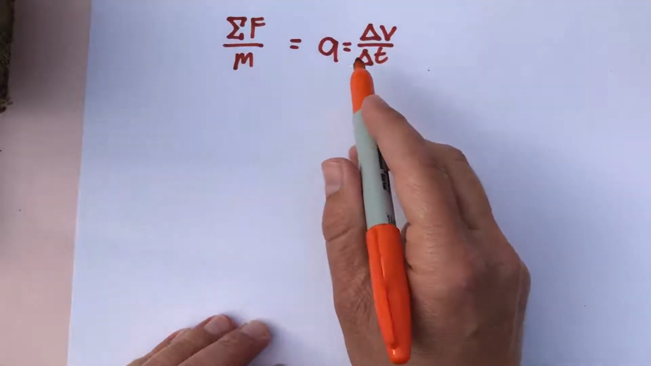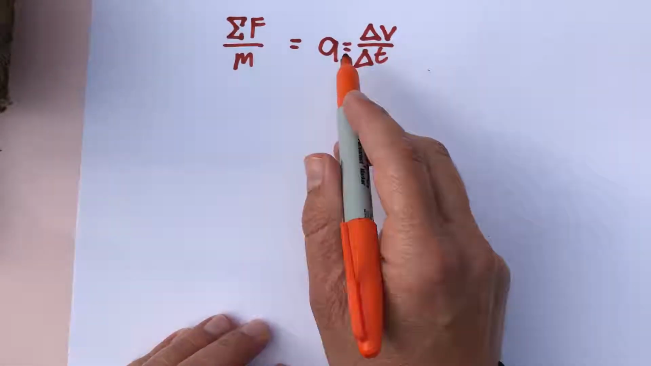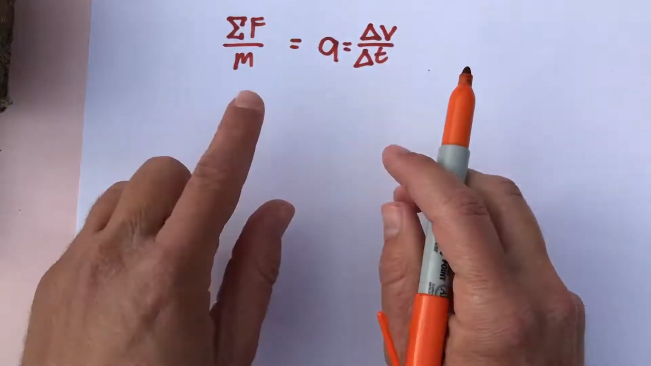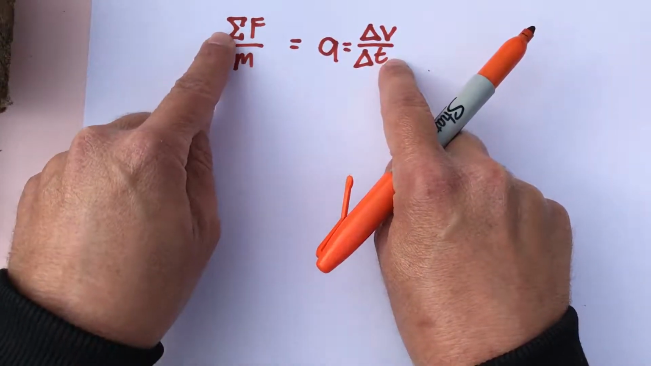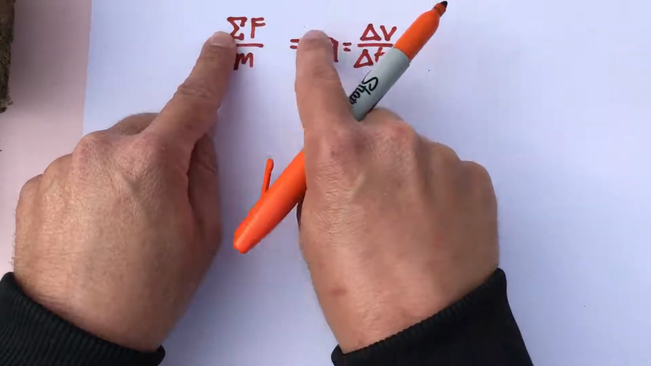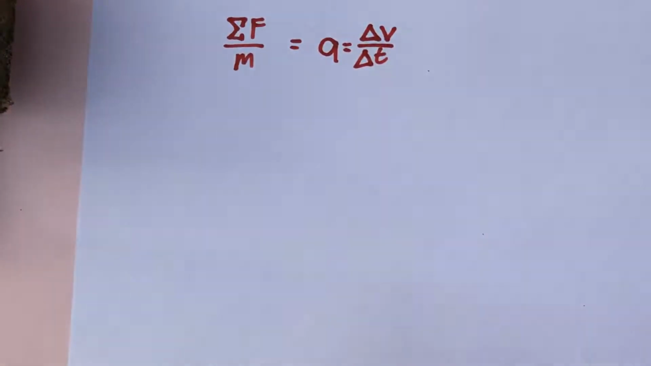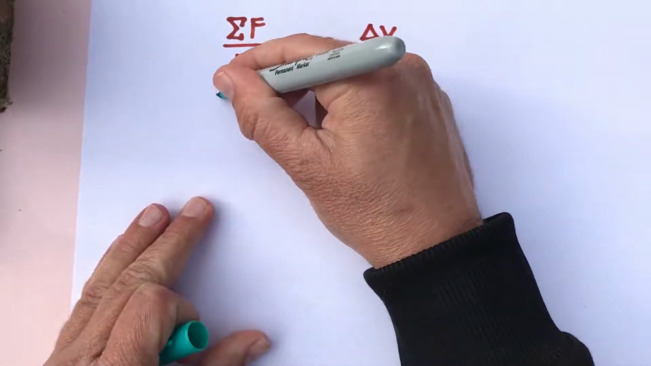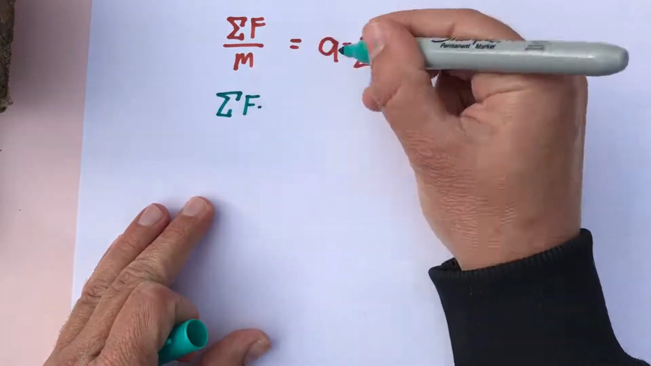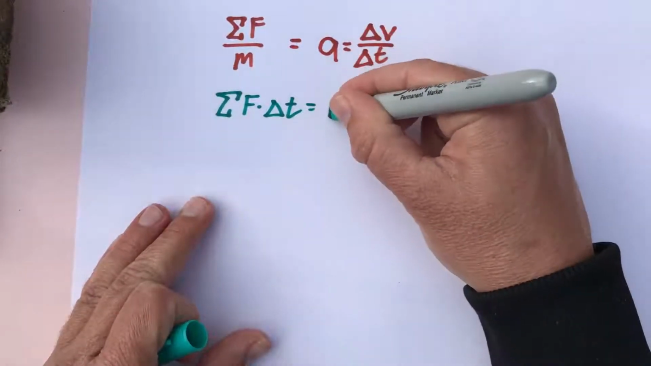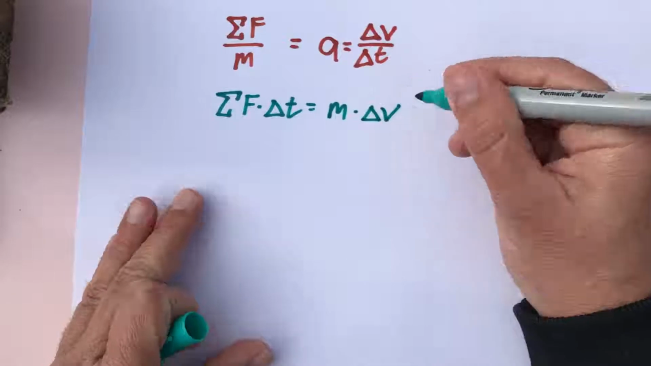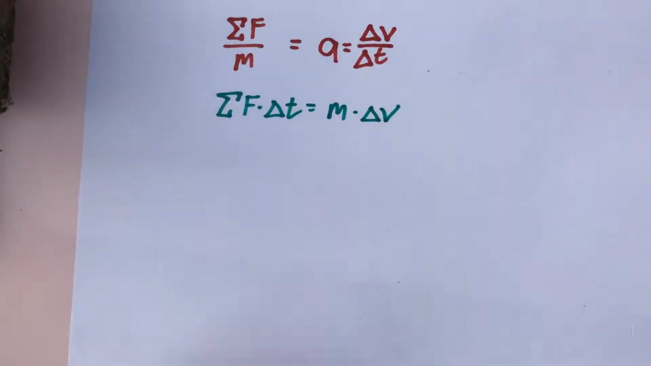So if both of these things are equal to acceleration, then they're equal to each other as well. So the sum of the forces over the mass is equal to the change in velocity over time. I'm going to do a little easy algebra trick here. I'm going to cross multiply and divide here. And so our next line will look like this. The sum of the forces multiplied by the change in time will equal the mass times the change in velocity.